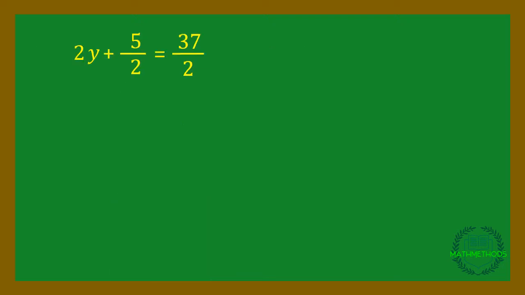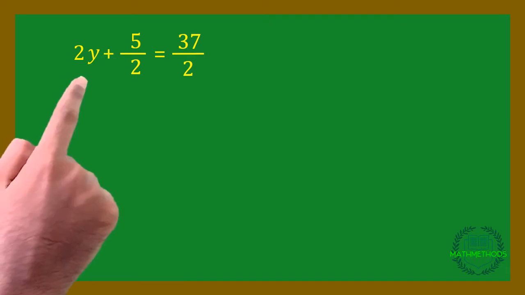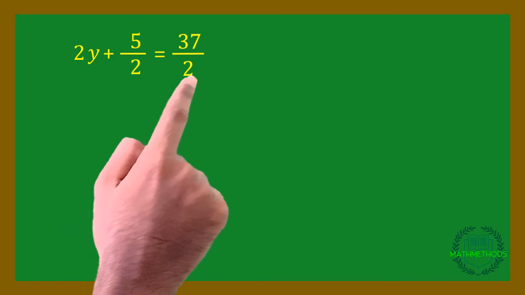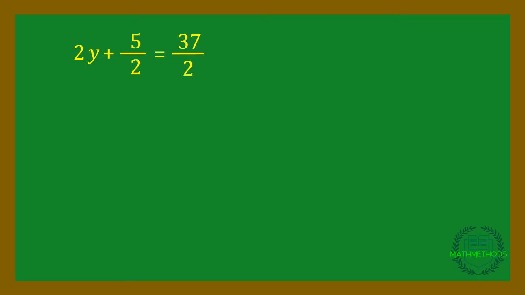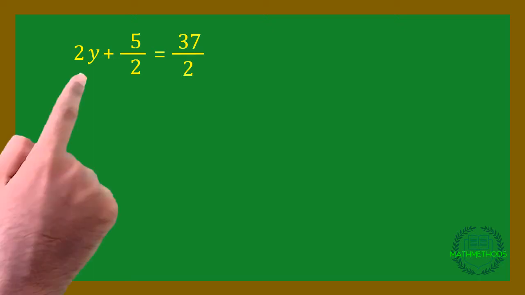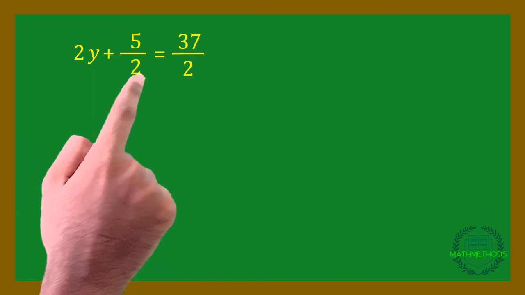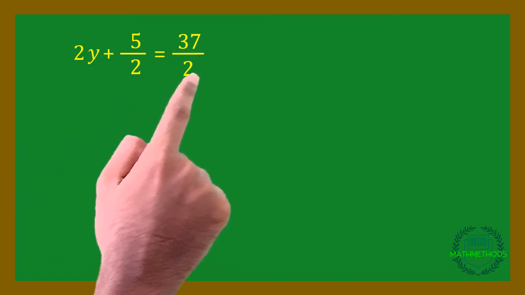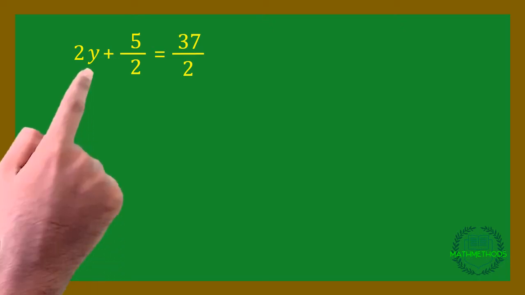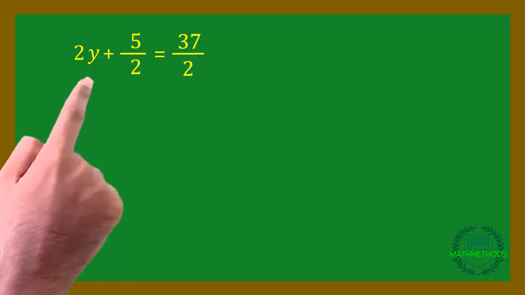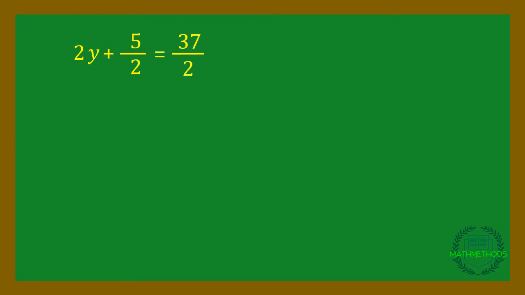Here is the first example. 2y plus 5 upon 2 equals 37 upon 2. This equation has three terms. They are 2y, 5 upon 2 and 37 upon 2. Solving the equation means to find the value of the variable. In this equation, the variable is y. We need to find the value of y, for which the left hand side will be equal to the right hand side. It is always convenient to have the variable in the left hand side.